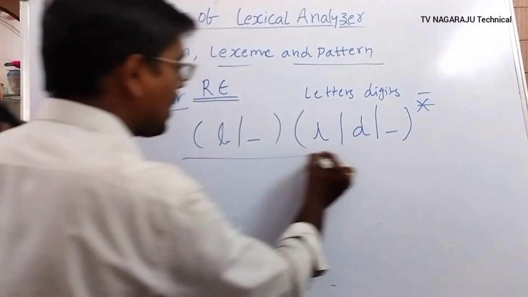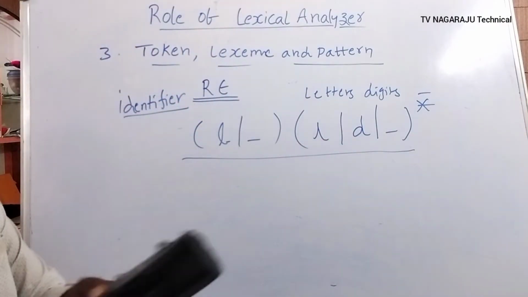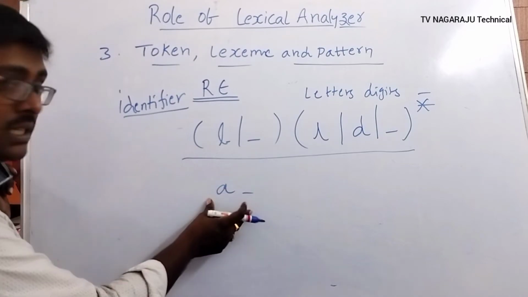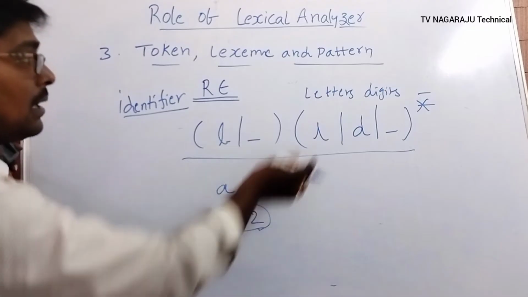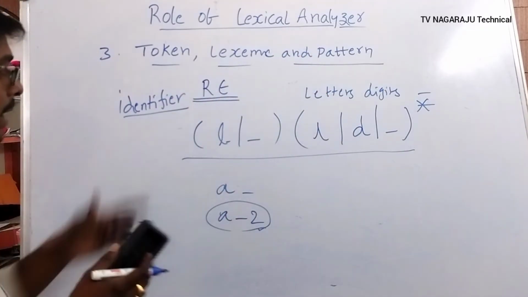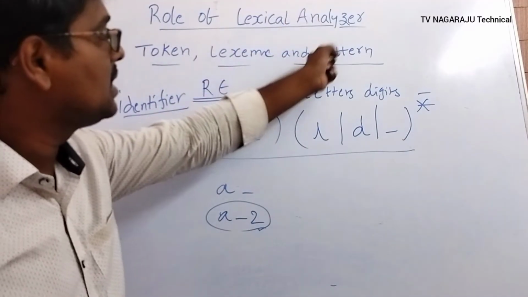This is a pattern. That is, it follows some set of rules to define a token. For example, A underscore is a token, and A underscore 2 is a token. By using the set of rules, regular expressions and tokens are developed. This is the concept of token, lexeme, and pattern.